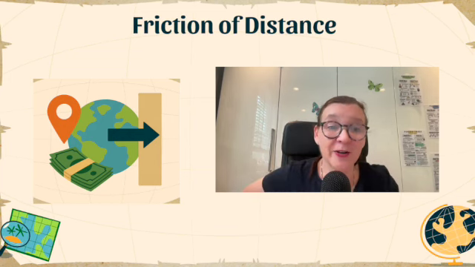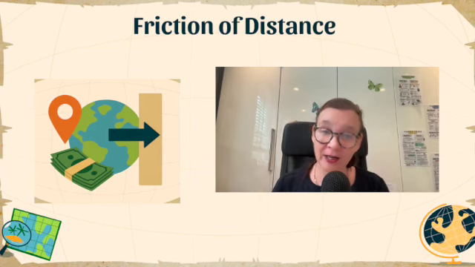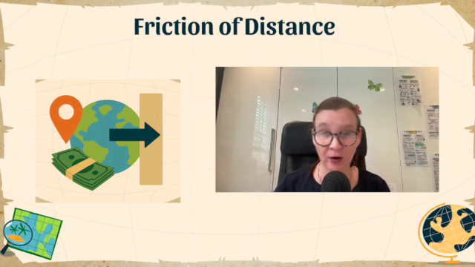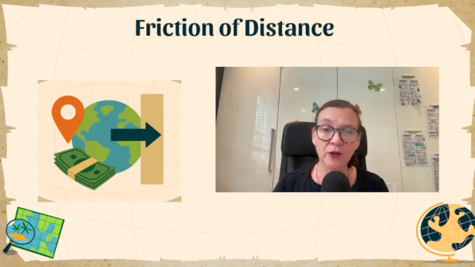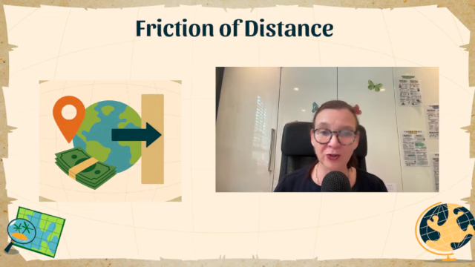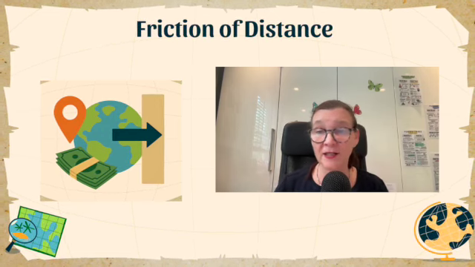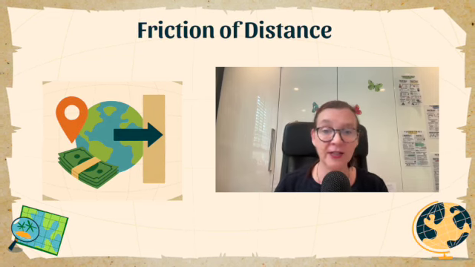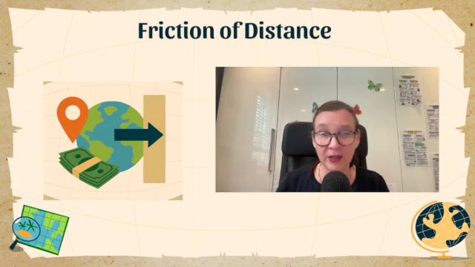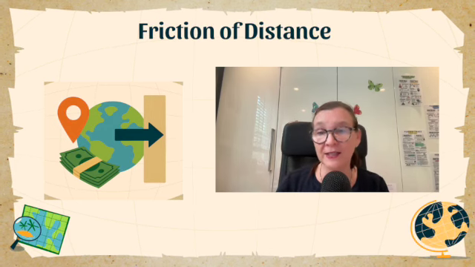So why does this matter? Friction of distance influences trade, communication, commuting, and more. It can limit opportunities, especially in areas with poor infrastructure. So for example, a company might avoid international shipping because it's just too expensive or time consuming. A good example is shipping heavy goods internationally. It's usually much more costly than just transporting them locally. That's friction of distance in action.